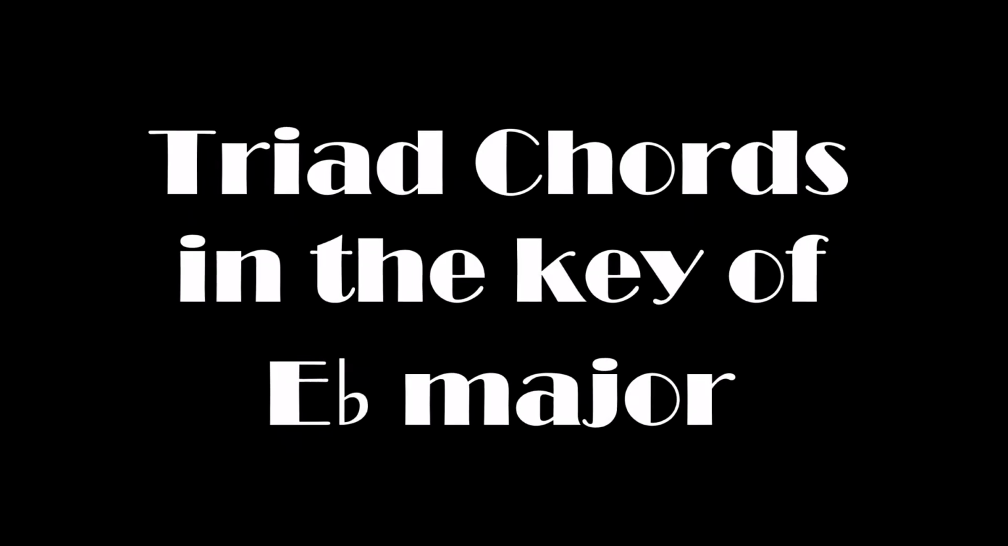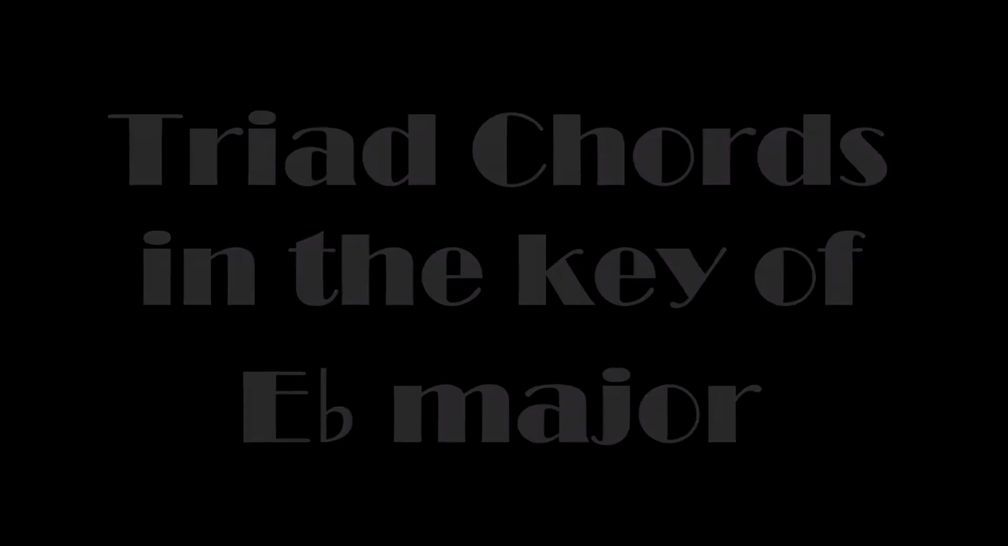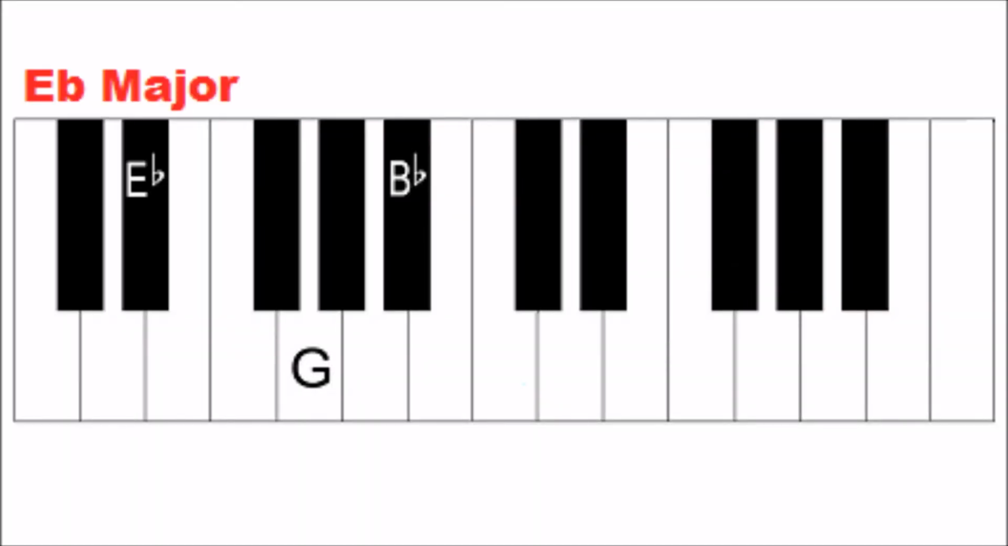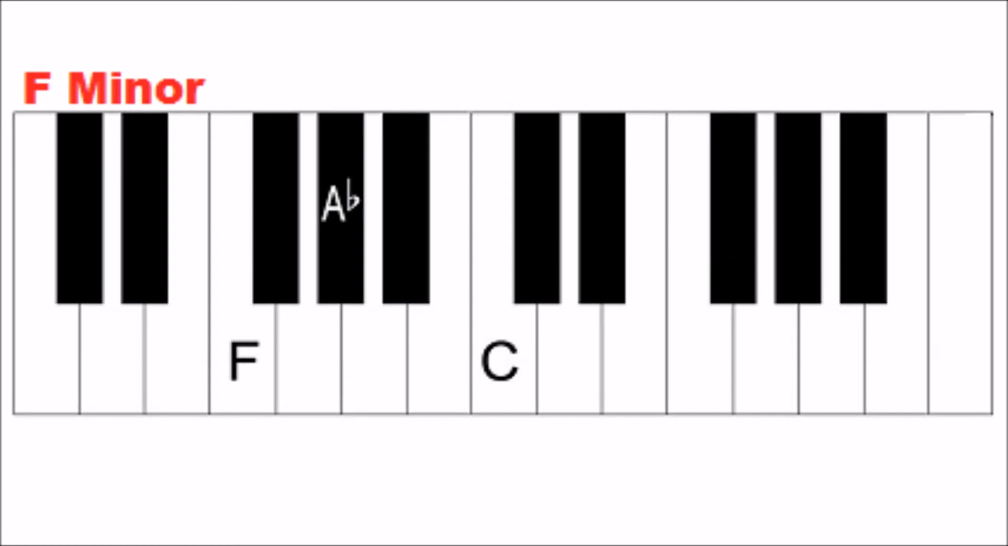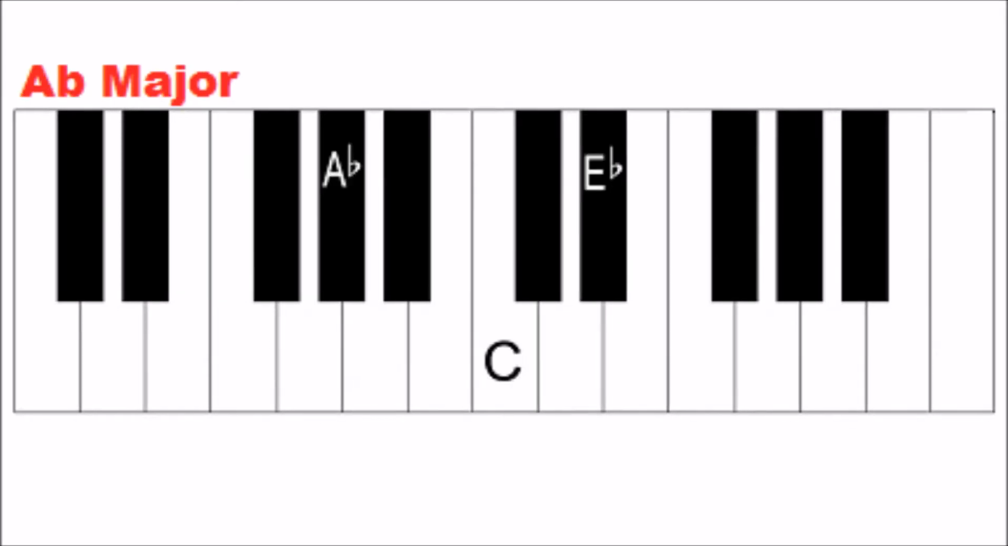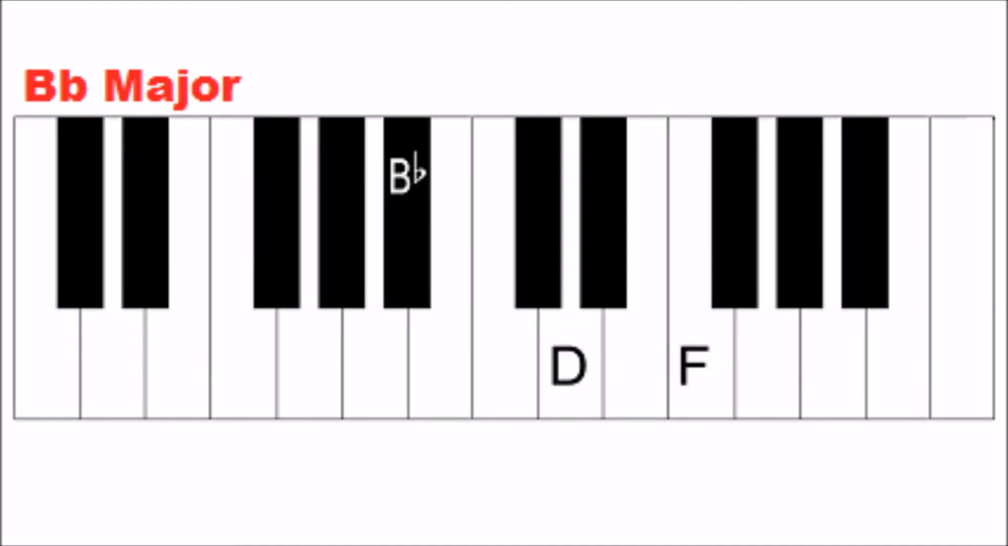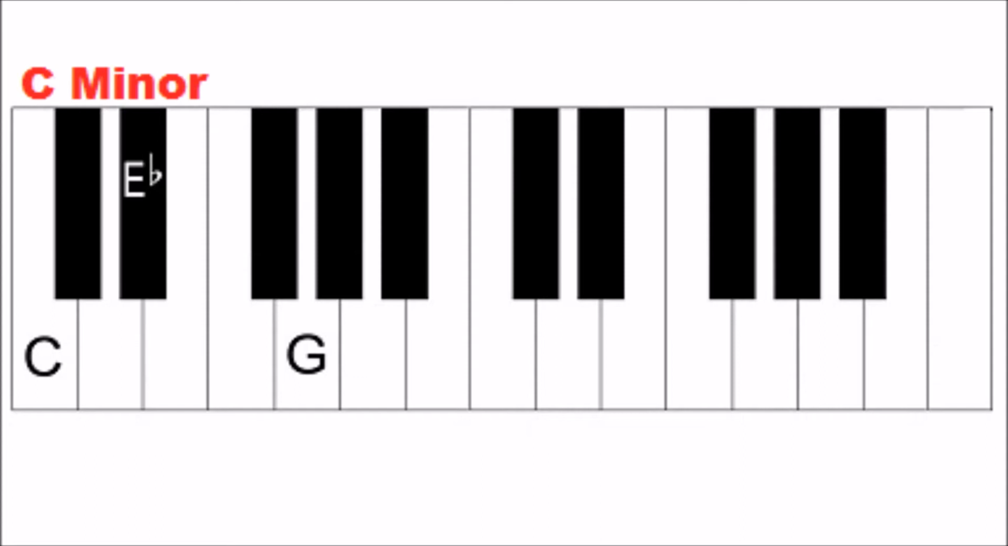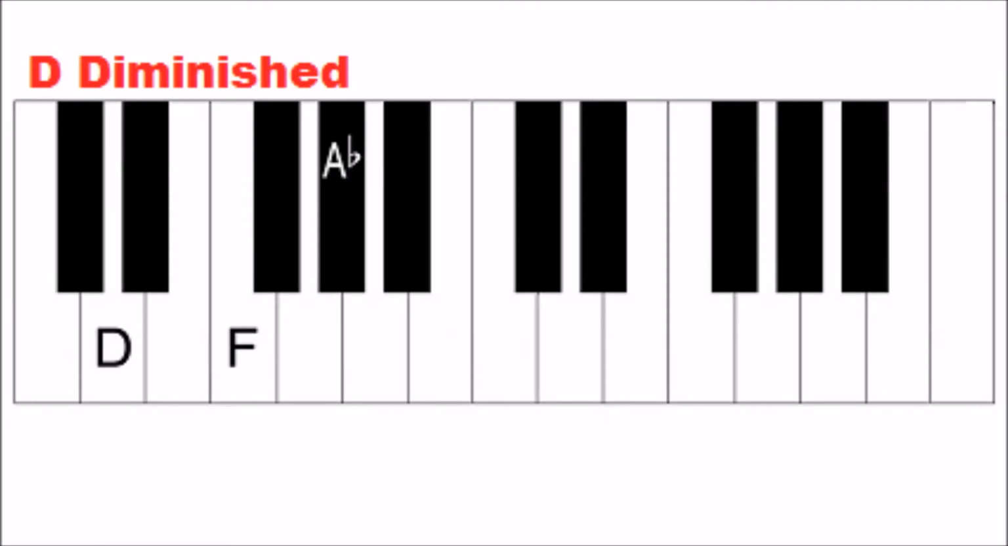Triad chords in the key of E flat major. Chord 1, E flat major. Chord 2, F minor. Chord 3, G minor. Chord 4, A flat major. Chord 5, B flat major. Chord 6, C minor. Chord 7, D diminished.